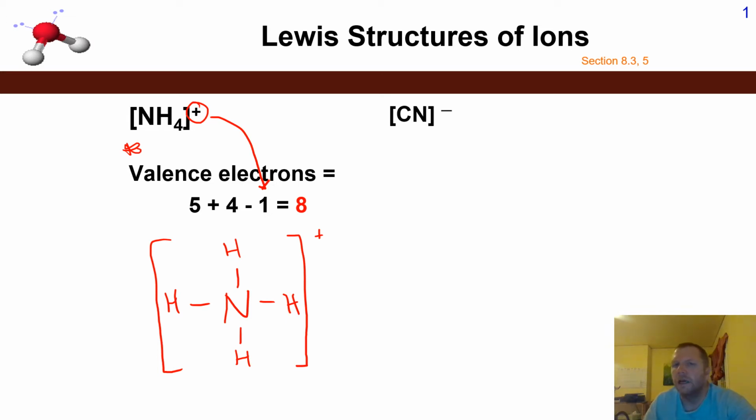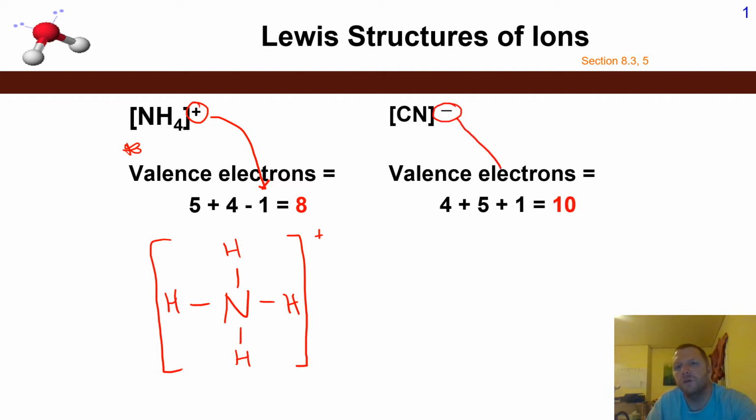Cyanide, CN-. Well, how many valence electrons does this bring in? The carbon is going to bring in 4, the nitrogen is going to bring in 5, so we're looking at 9 valence electrons again. But what makes this a little bit different is this has a negative charge. So what does that mean? That negative charge means that we add an electron.